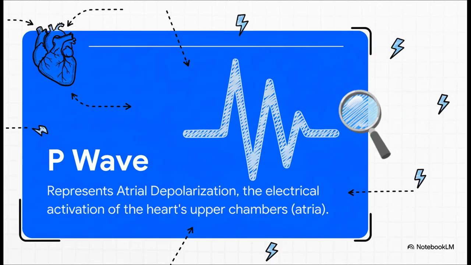All right, let's zoom in on that first letter, the P wave. It's that first little rounded bump you see on the strip. This represents the electrical activation, or depolarization, of the atria. You know, the two upper chambers of the heart. It's kind of like the opening act before the headliner.